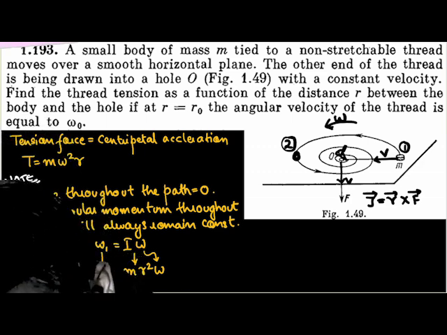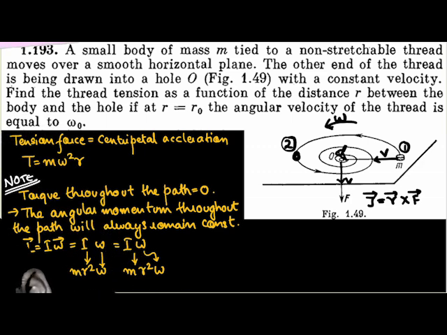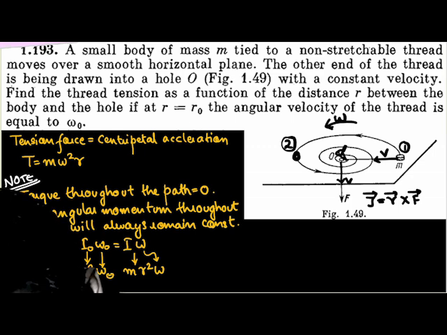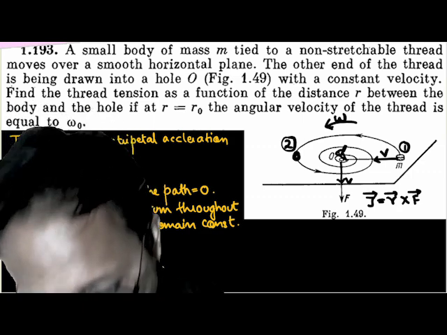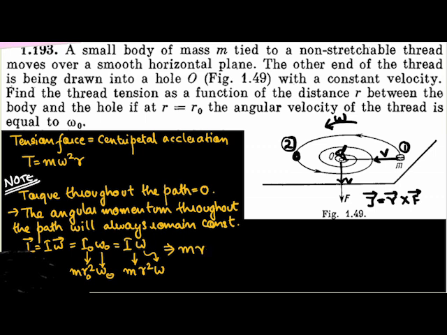So initially, instead of using 1 and 1, I'll use the value where the angular velocity was omega naught, the value of r was r naught. So from these two equations, can I say m r naught square omega naught is equal to m r square omega? Cancel out the m. So I get r naught square omega naught is equal to r square omega.